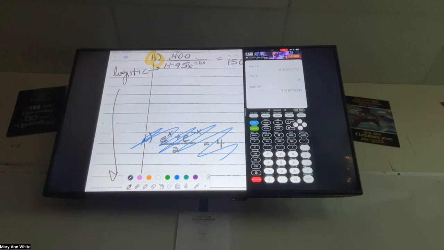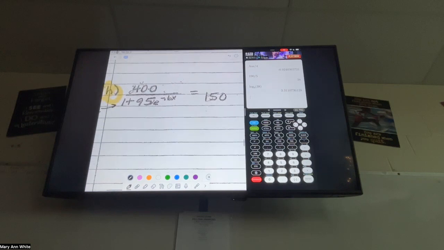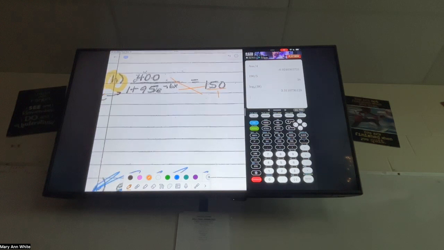All right, so these are logistic problems. All we're gonna do is solve for X. You guys have solved logistic problems truly in a harder way before. All we're gonna do here is treat this as 150 over 1. We're gonna cross multiply, and we're gonna solve for X, okay?